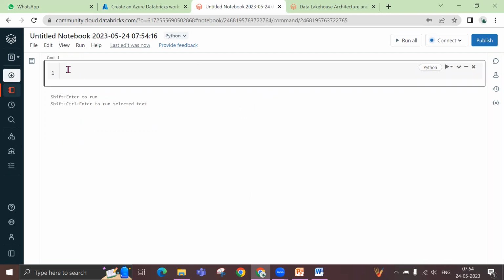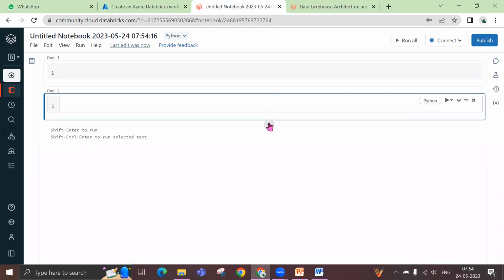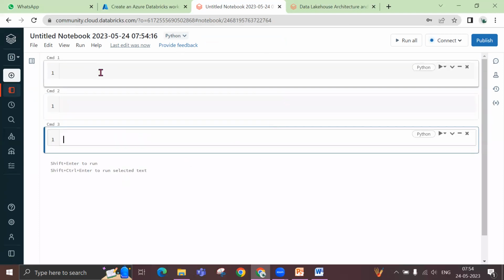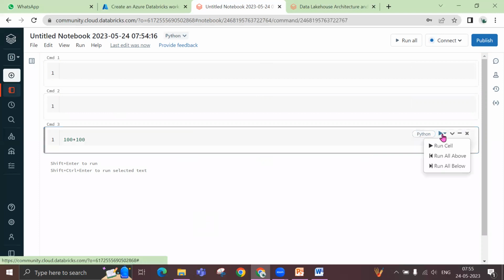You can see this is a very intuitive way of working with Azure Databricks. A notebook contains multiple cells. You can create multiple cells over here, and you can execute the commands there. So when you run this notebook, all those commands are going to be executed automatically. For example, let's say I want to do 100 plus 100, a simple calculation. Let's run it.